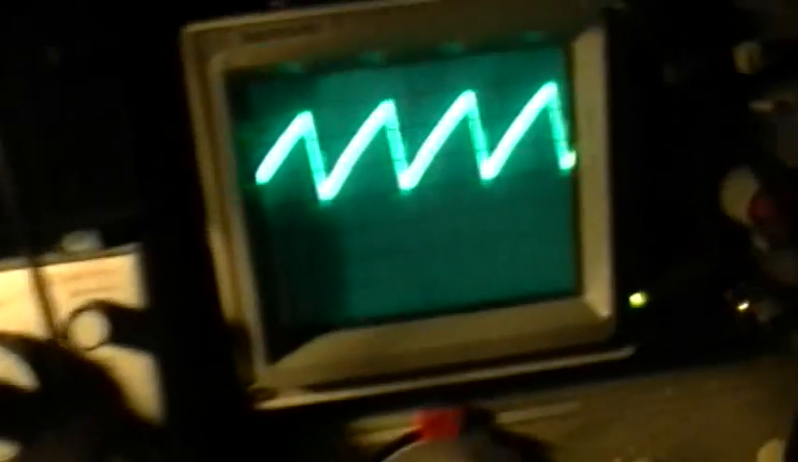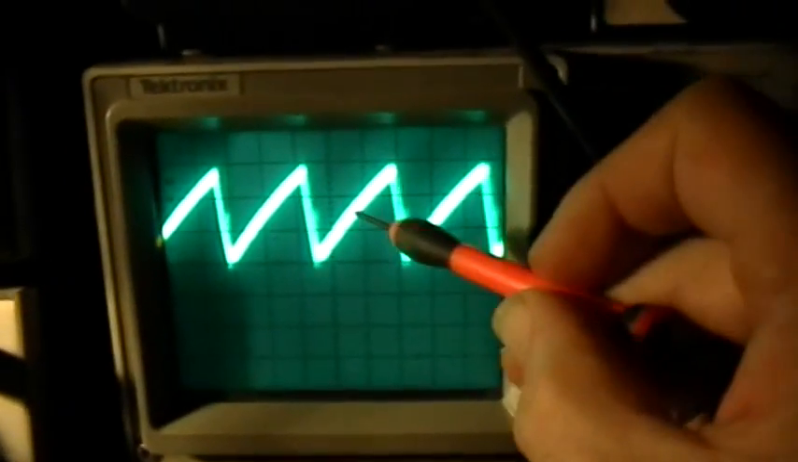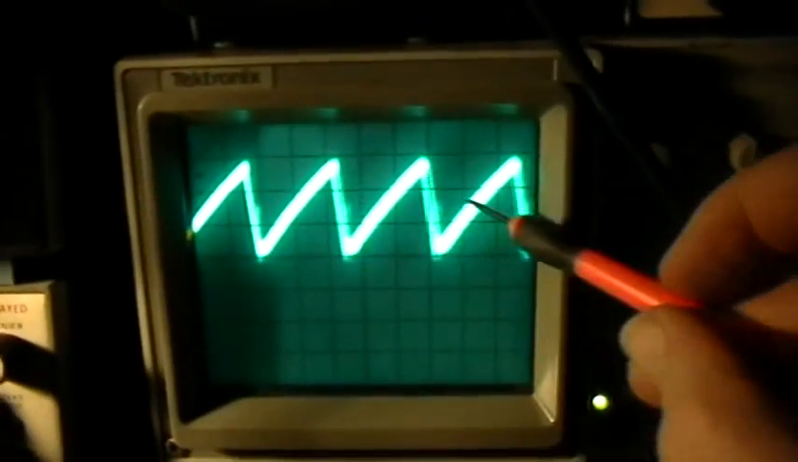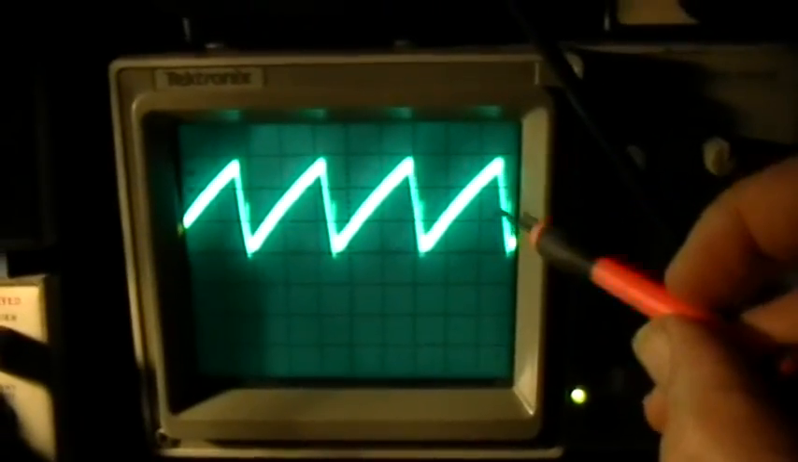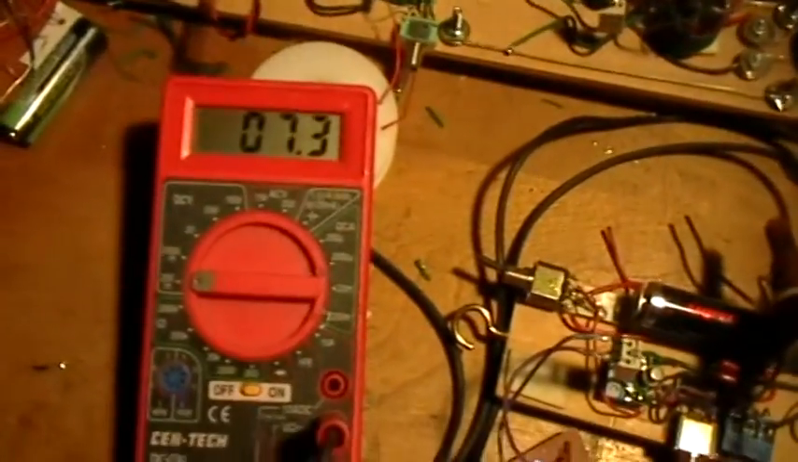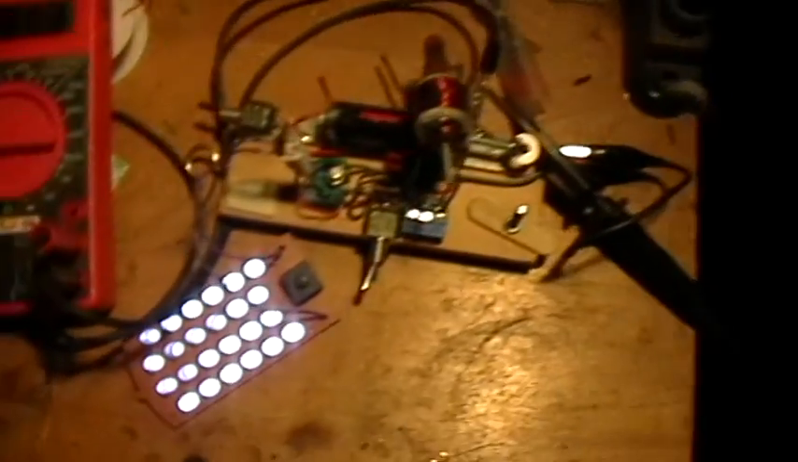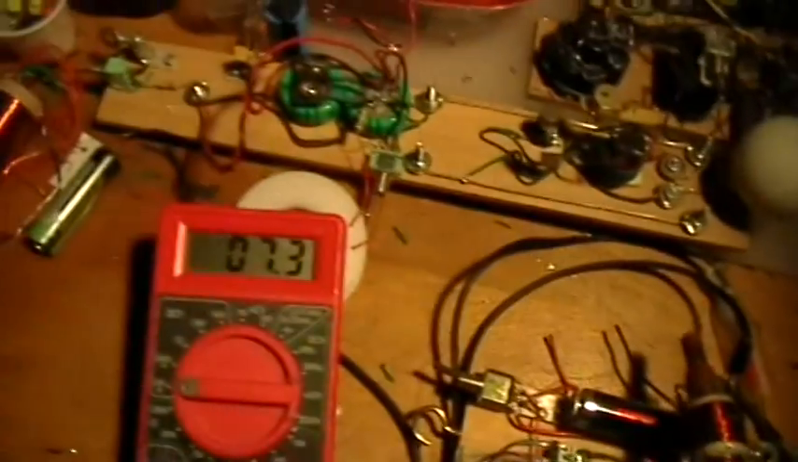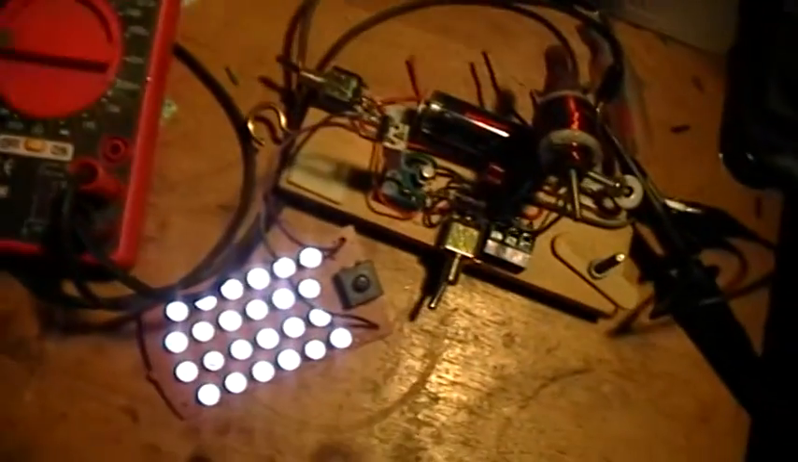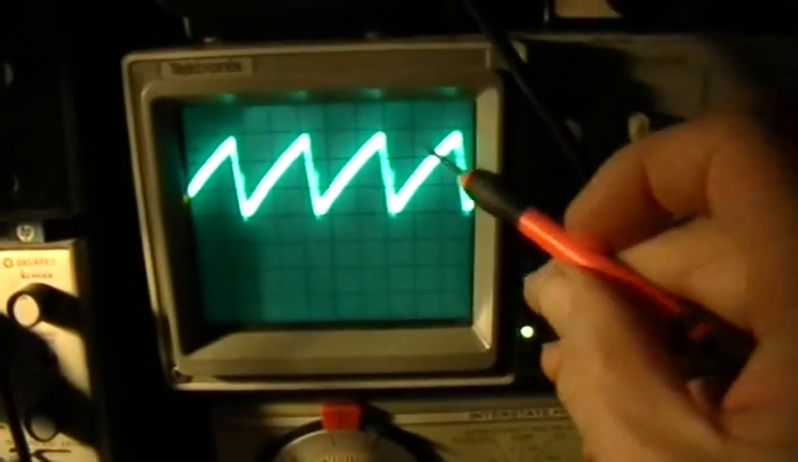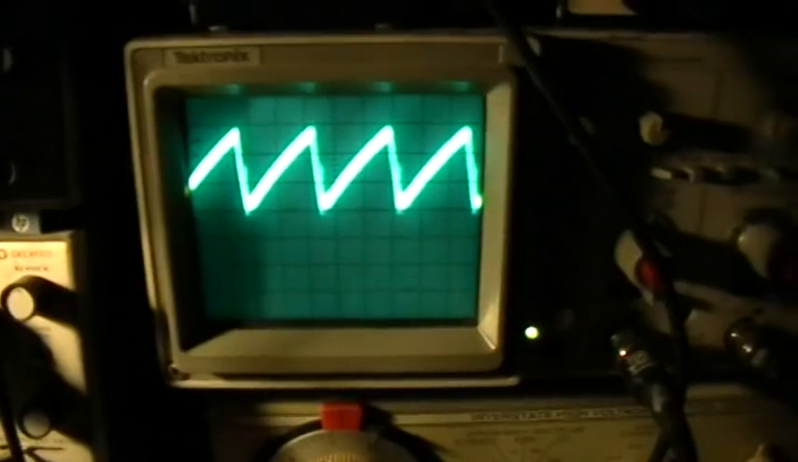Right? So we're in very good agreement here. The average current from the oscilloscope agrees with the average current reading on the multimeter at the same point in the circuit. So I believe that 7.3 milliamps is fairly accurate based on my confirmation with the oscilloscope here. Okay.